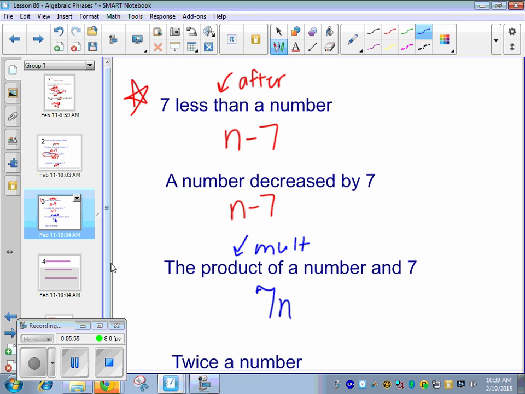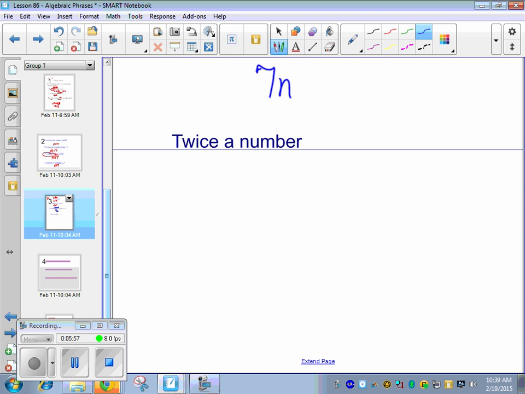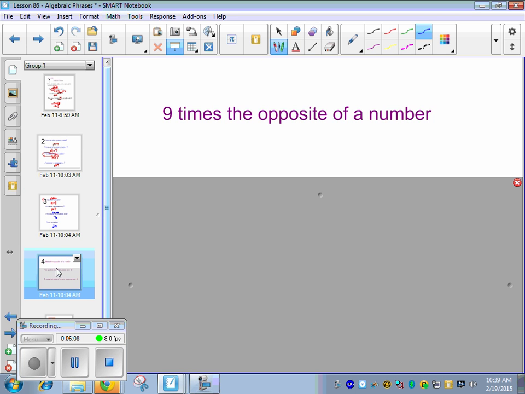All right, twice a number. You're going to see that. Twice a number. Somebody who hasn't gone yet, Zach? Yeah, 2 times n. That's easy. Twice a number. 2 times n. Okay, all things you're going to see. Yeah, Isaac.